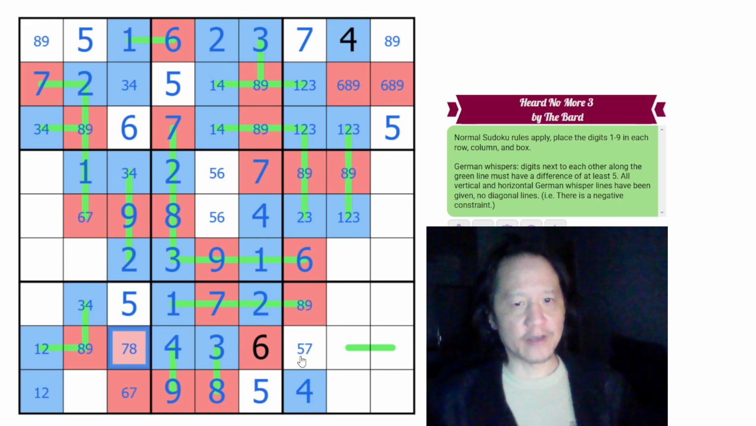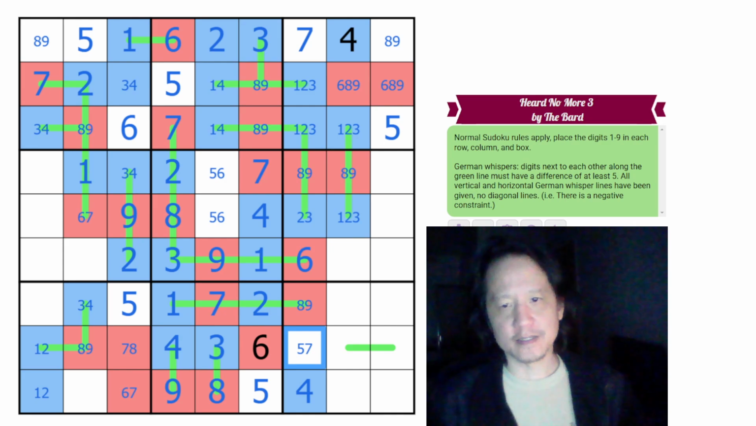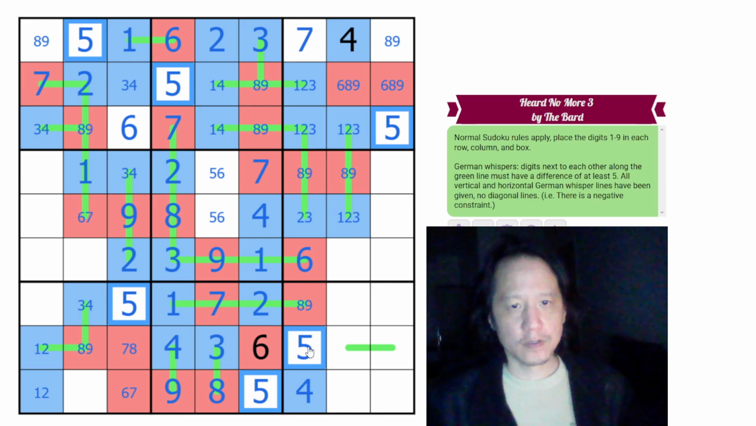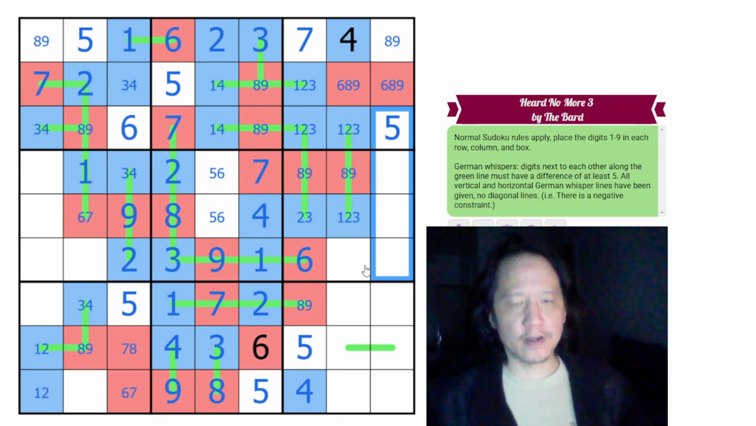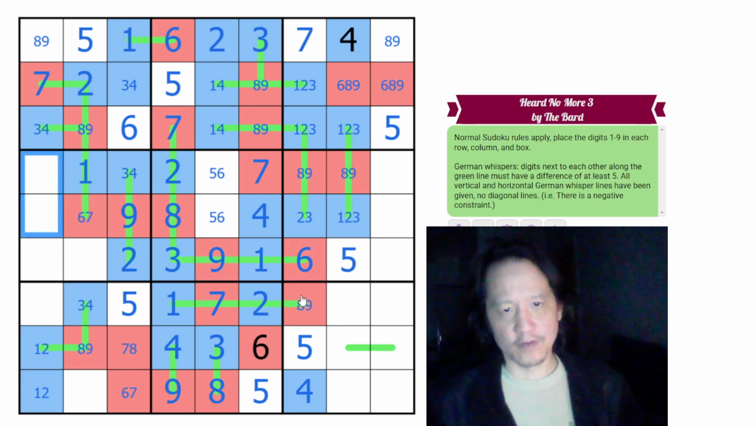This can't be 5 anymore. Where is the 5 in row 8? It has to be here. So this is a 5. Where is the last remaining 5 possible in box 6? Cannot be here. So therefore it must be here. So this is a 5, which means this can't be 5. Which means one of these is a 5.